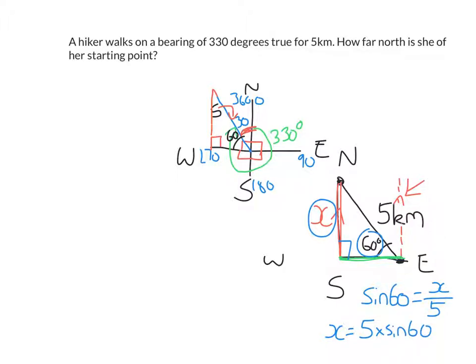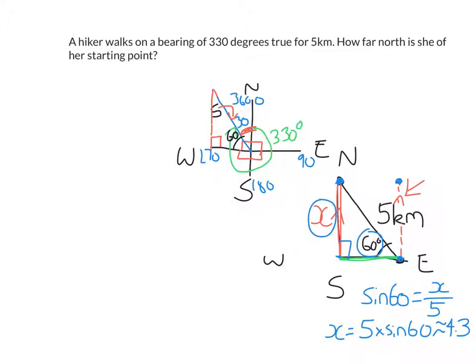Again, you must make sure that your calculator is in degrees mode. So 5 times sine 60 gives us, to one decimal place, about 4.3. She's gone about 4.3 kilometers north. So the distance from here to here is the same as the distance from here to here, 4.3 kilometers. Okay, how easy is that?